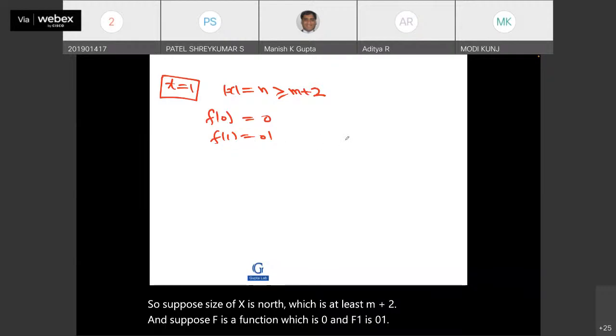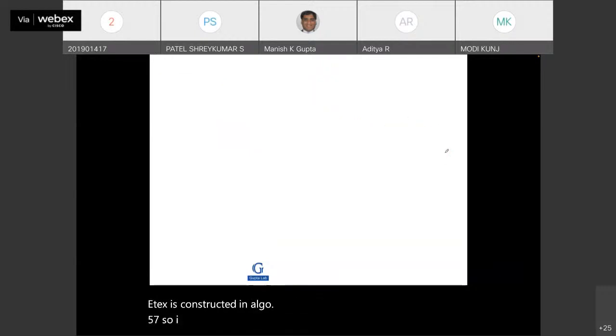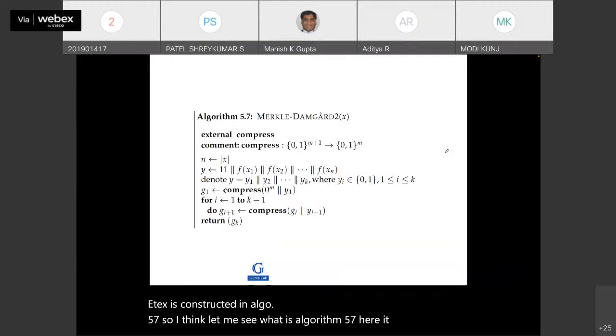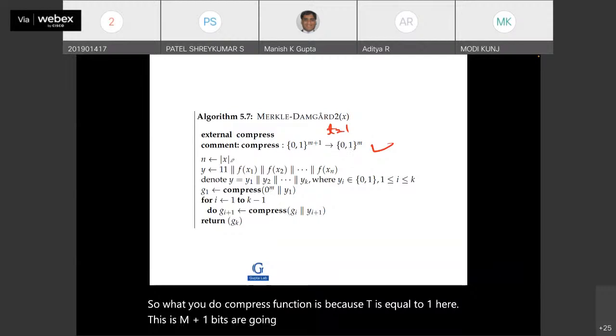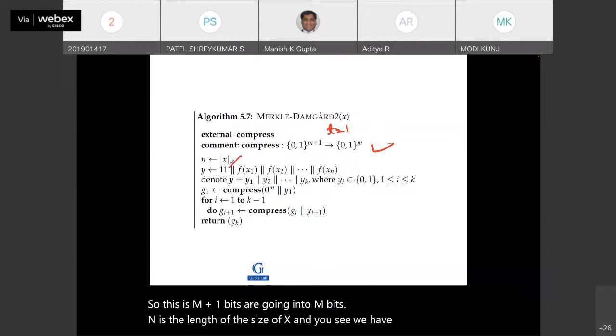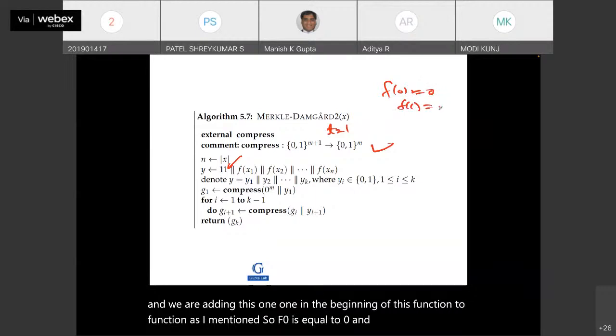So hx is constructed in algorithm 5.7. Let me see what is algorithm 5.7. Here it is. Because t is equal to 1 here, m plus 1 bits are going into m bits, and n is the size of x. You see we have the concatenation and we are adding this 1 1 at the beginning. So function f, as I mentioned, f0 is equal to 0 and f1 is equal to 0 1.